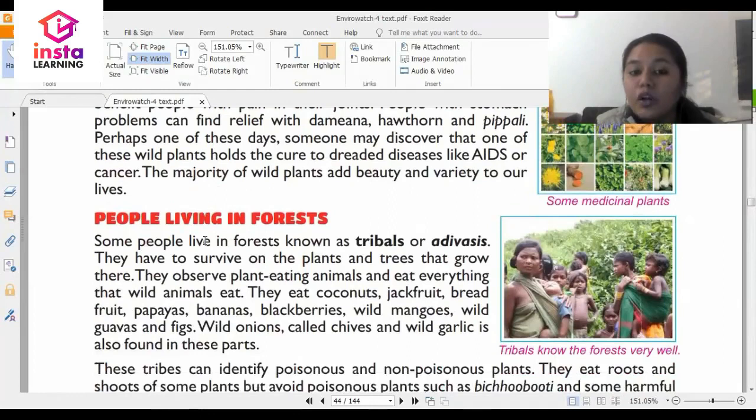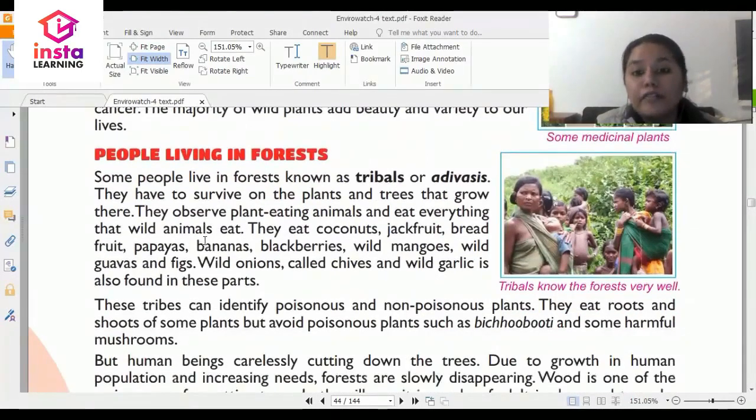Now, we are going to talk about some people who live in the forest. What are they known as? Tribals, or in Hindi, they are also known as Adivasis. They have to survive on the plants and trees that grow there. They observe plant-eating animals and eat everything that wild animals eat. So these Adivasis are very much dependent on the trees and the fruits that grow in the forest.